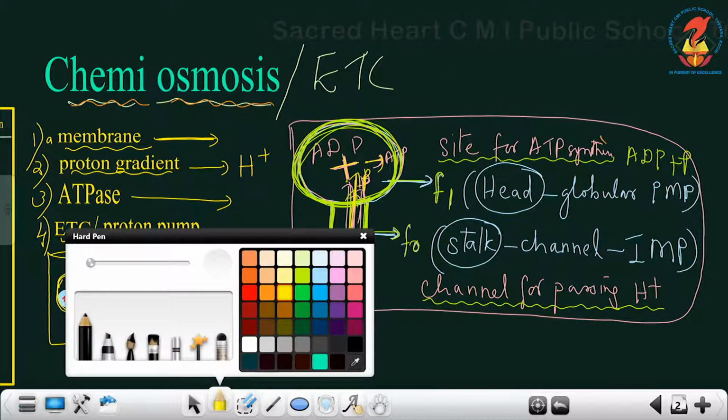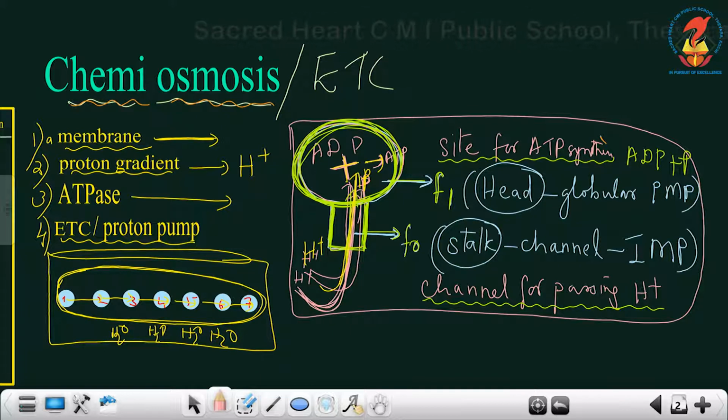Okay, what should happen? There should be high water concentration outside than inside. Inside also there will be water, but look at the number of water molecules which is indicated here. Here there are 4 water molecules outside, whereas inside there is 1 water molecule. So there is a gradient. So how was this gradient created?